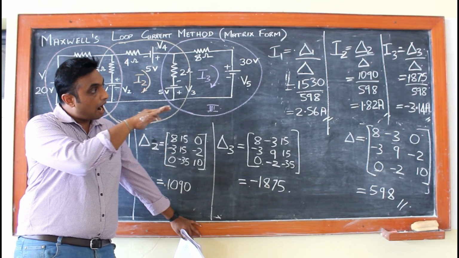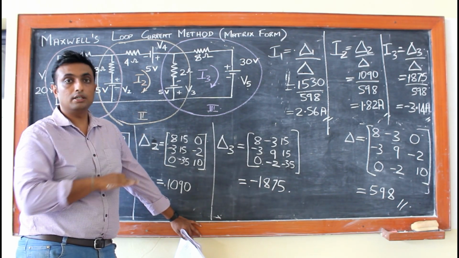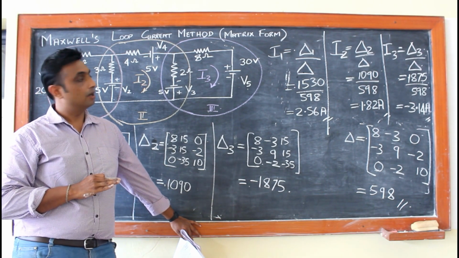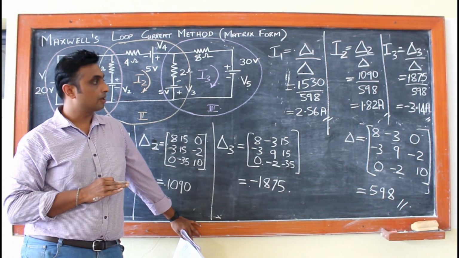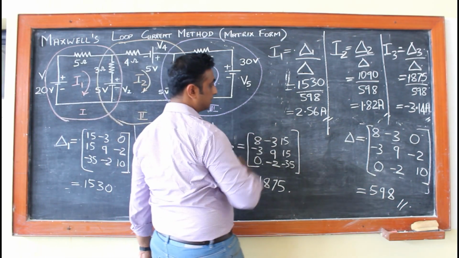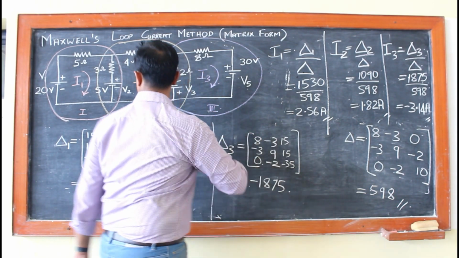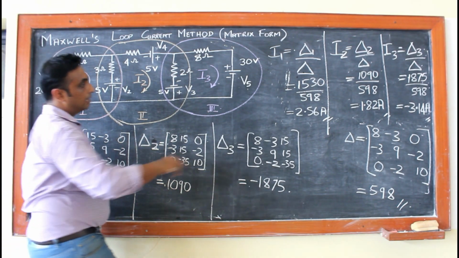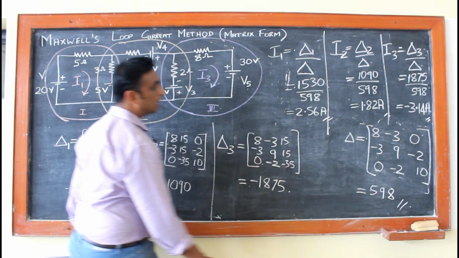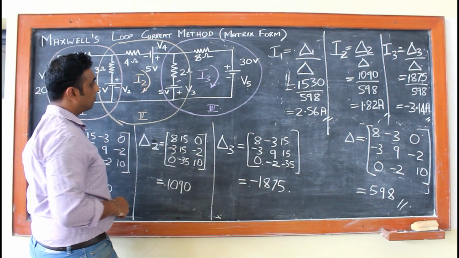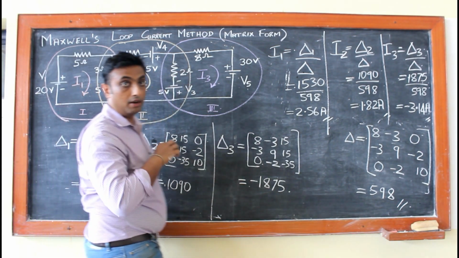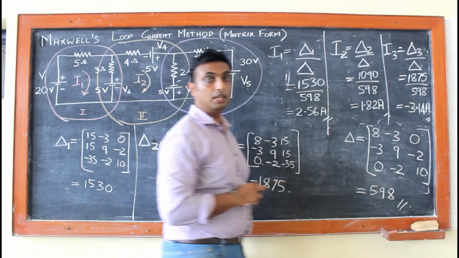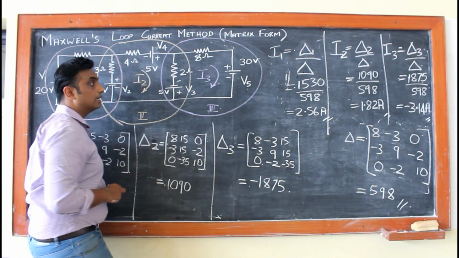Now, after this, whatever steps follow are the same steps as those of your simultaneous equation. Since I got plus 2.56, the direction of I1 that I assumed is correct. Here also I got plus 1.82, so the direction I assumed is correct. But for I3, I got minus 3.14 amps, so the direction I assumed here is wrong.